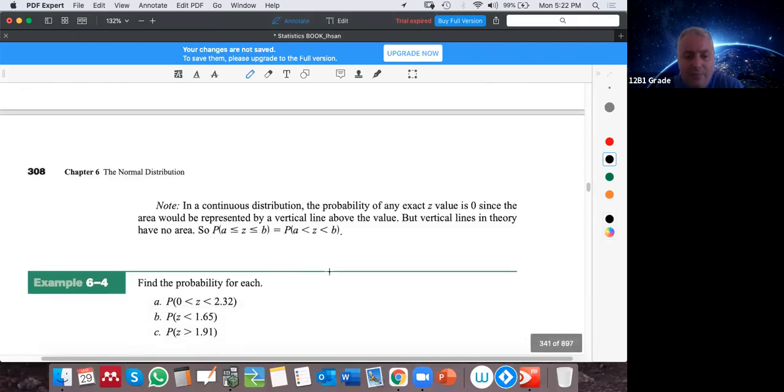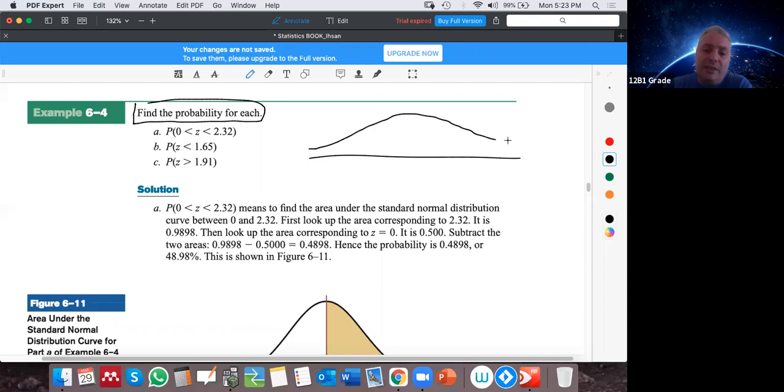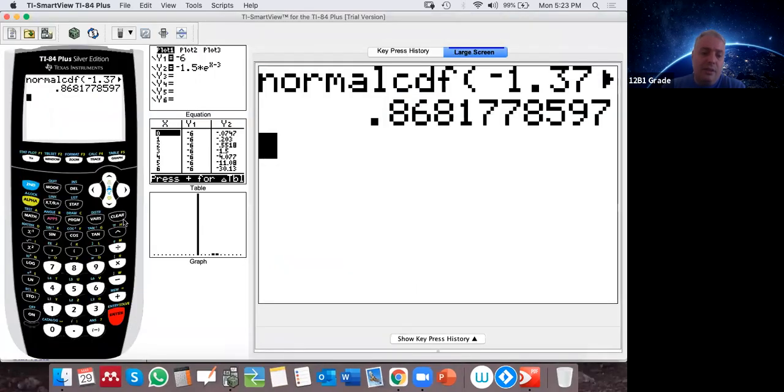Now let's go down. This is the answer to your question, how we use this. Now find the probability for each. Probability of a z-score between 0 and 2.32. What does it mean? So it is this. You know that this is always the mean, which is 0. So 2.32 is here. The question says to find this area. So how can you find this area? If you have the calculator as I have, you can put it in. Let me show you here.